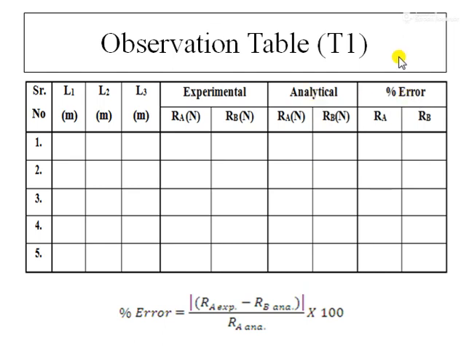The third and last important part is the percentage error. Now what we are going to do is see how analytical values differ from the experimental values. We are trying to validate the experimental data with the analytical values. So we will determine the percentage error using this formula.